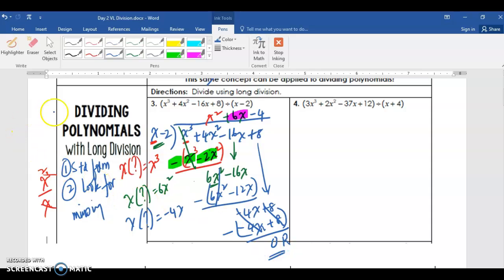So how would you write your answer? This is how you would write officially. You would say p of x. Where is this p coming from? Any polynomial is just named as p of x, a polynomial function p of x. So this polynomial divided by x minus 2 equals, write the quotient out, x squared plus 6x minus 4.